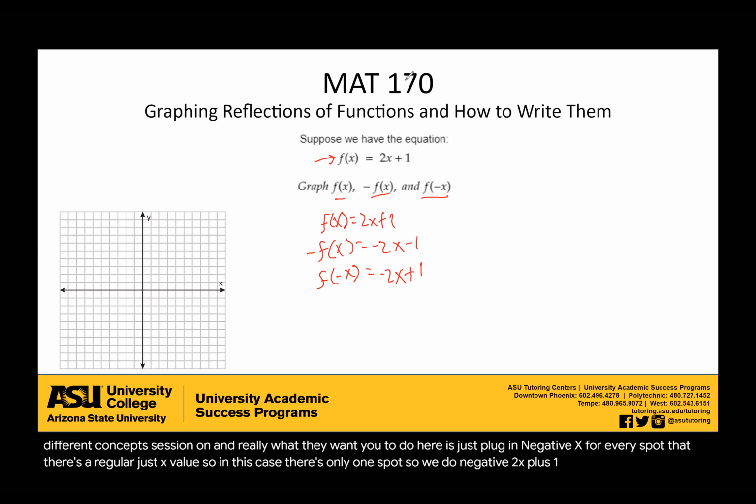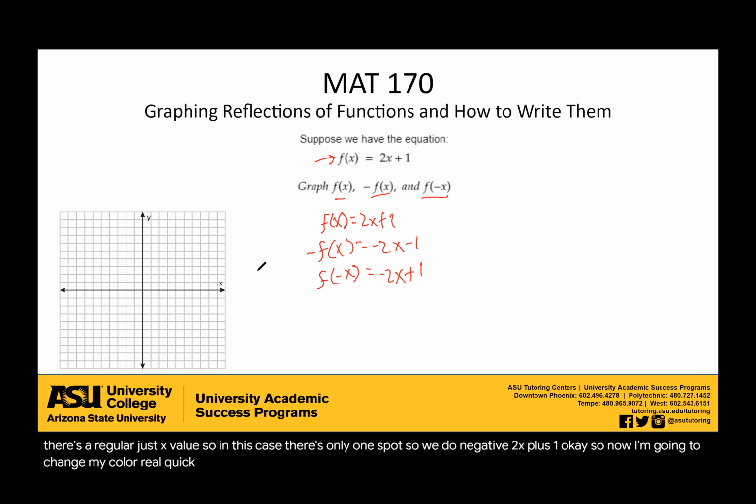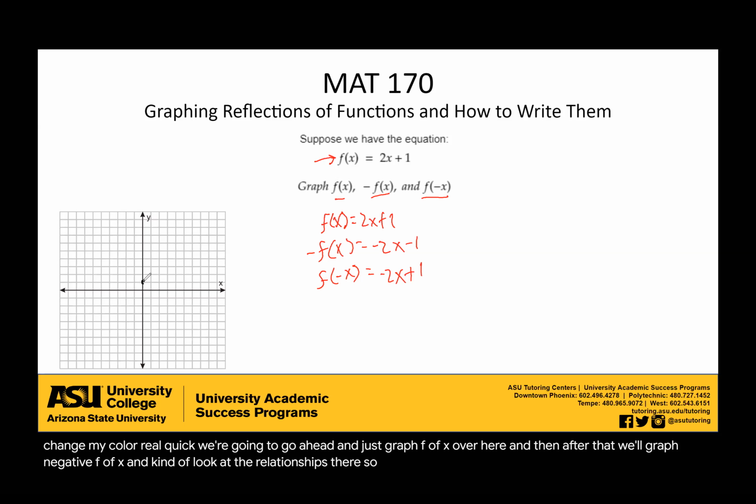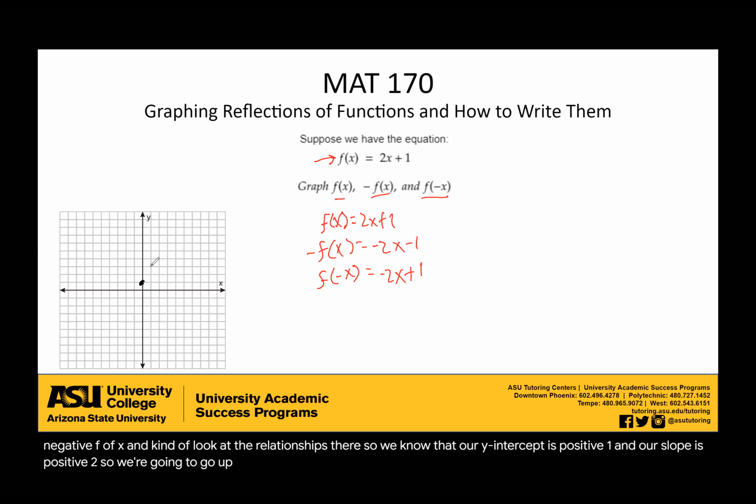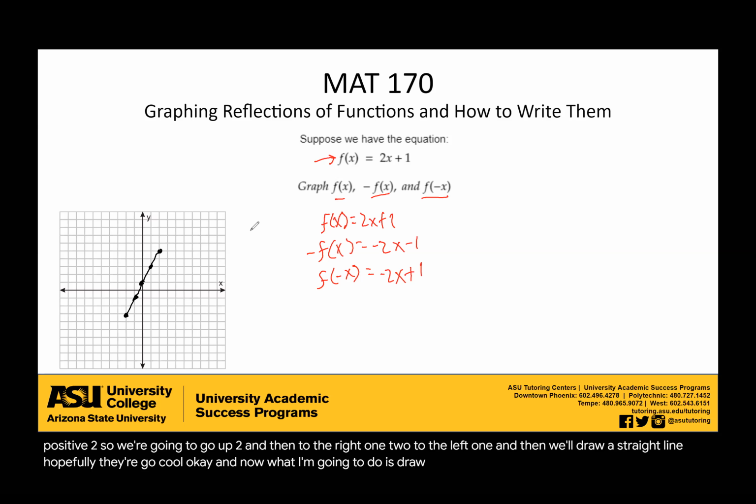Okay, so now I'm going to change my color real quick. We're going to graph f of x over here, and then after that, we'll graph negative f of x and look at the relationships there. So we know that our y-intercept is positive 1 and our slope is positive 2. So we're going to go up 2 and then to the right 1, down 2 to the left 1. And then we'll draw a straight line, hopefully. There we go. Cool.